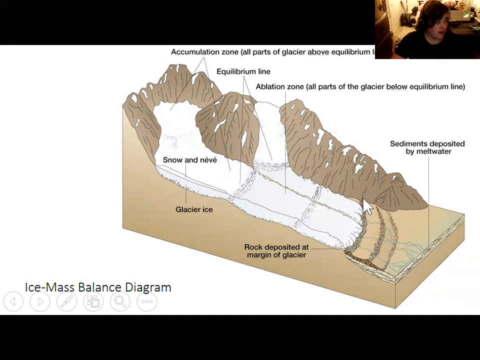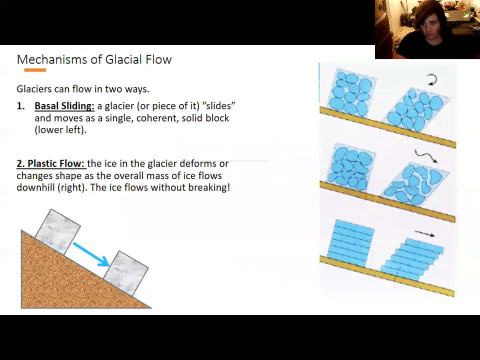There's a present terminal moraine that marks the current end of the glacier, and then there's a couple of other remnant terminal moraines further downhill. So that's something we'll come back to, and it's a concept you'll also come back to when you do a lab on glaciers next week.